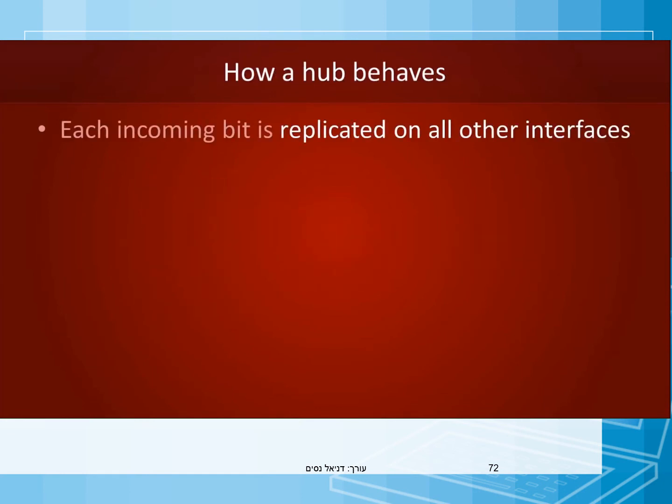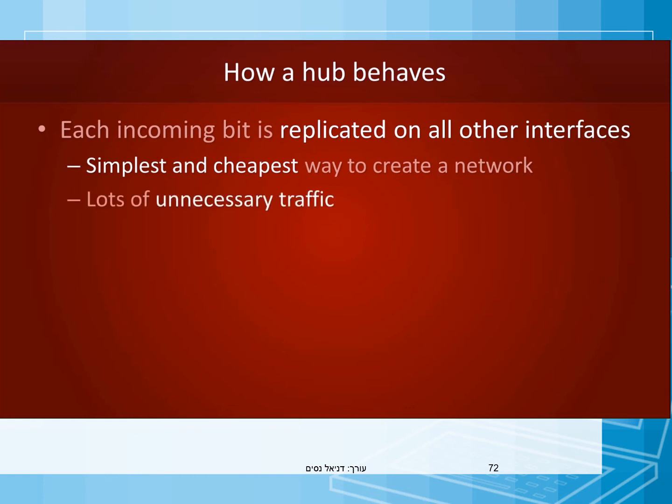Alright, so every incoming bit is replicated on all other interfaces. That's a fairly simple and cheap way to create a network. However, it does cause a lot of unnecessary traffic. If you have 5 hosts in your network, hubs unnecessarily send every packet to 3 hosts that aren't interested. That's a huge waste of bandwidth. Also, keep in mind that other people in the network can see your traffic if they use free software like Wireshark. If you're embarrassed about your addiction to funny cat videos, maybe hubs aren't your best choice.